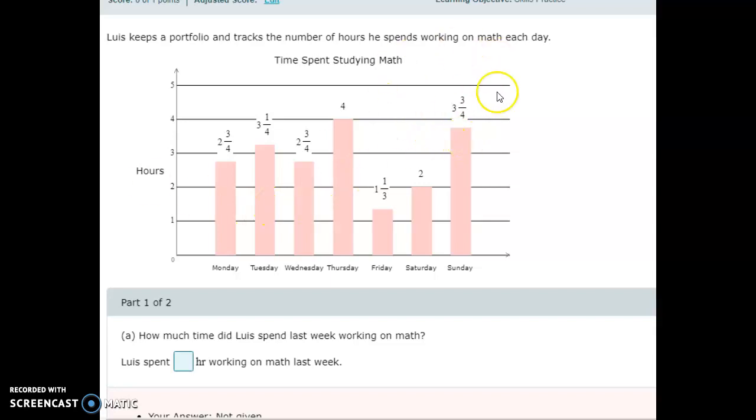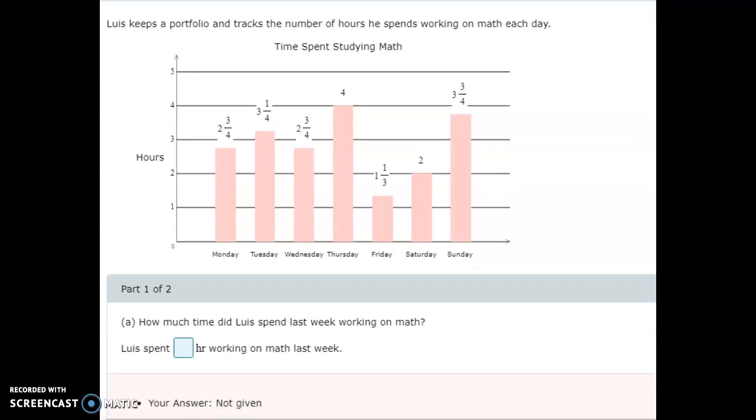So this is question 10 in lesson 1-1. The question says that Louis keeps a portfolio and tracks the number of hours he spends working on math each day. So he's got Monday, Tuesday, Wednesday, Thursday, Friday, Saturday, and Sunday.